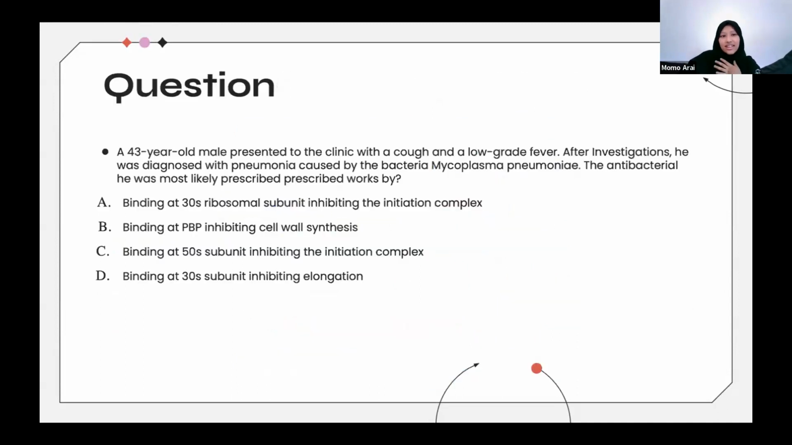Okay, so now this question. It's Shamia's. A 43-year-old male presented to the clinic with a cough and a low-grade fever. After investigations, he was diagnosed with pneumonia caused by the bacteria Mycoplasma pneumoniae. The antibacterial he was most likely prescribed works by, I'm sorry for the double prescribed, but yeah. What do you guys think the answer is?